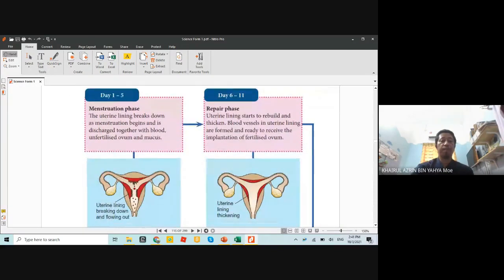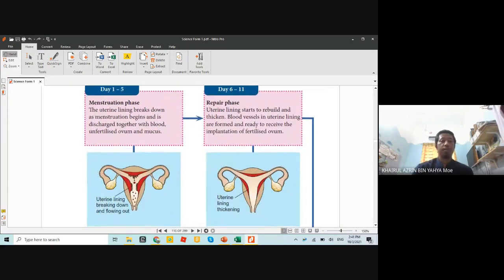Okay, so this one, day 1 to day 5. This is the first phase we call the menstruation phase. The uterine lining breaks down, and this is the uterine lining. It breaks down as menstruation begins and is discharged together with blood, darah, unfertilized ovum, and mucus, and goes out through the vagina. This one. Okay, and then the second phase, day 6 to 11, we call the repair phase.